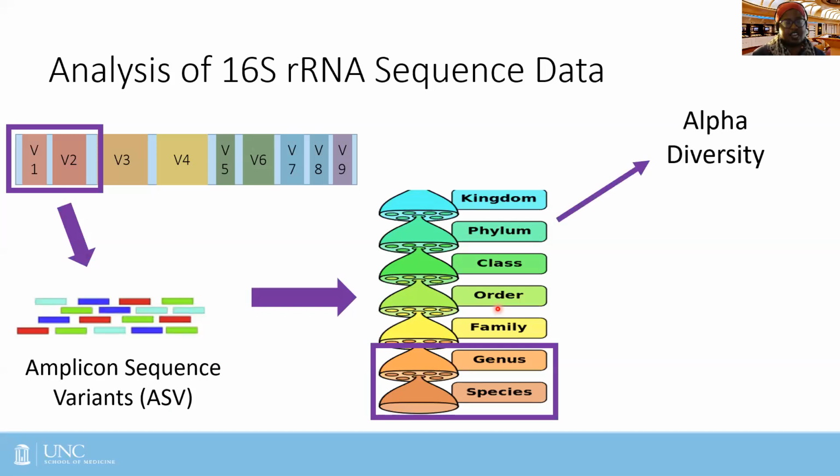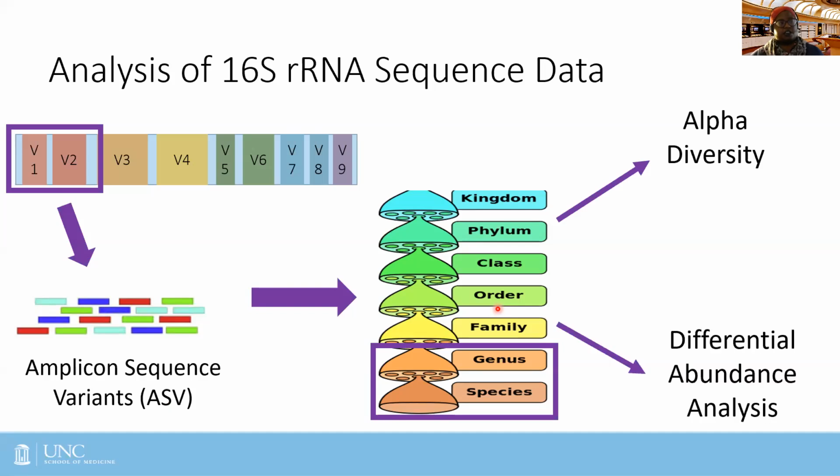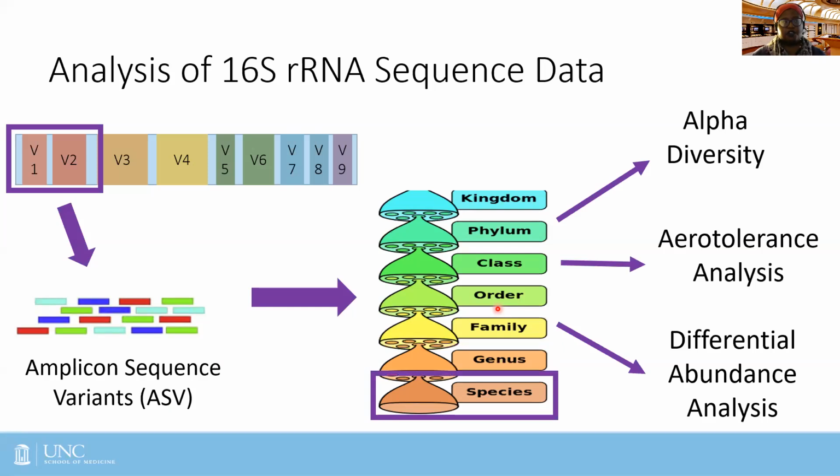Okay, so after we get this data, we perform various analyses such as alpha diversity, also referred to as microbial diversity, and differential abundance analyses, and these are the two common analyses that you see in the majority of microbiome papers. But then we also added a novel approach, which is the aerotolerance analysis, which I will discuss shortly.